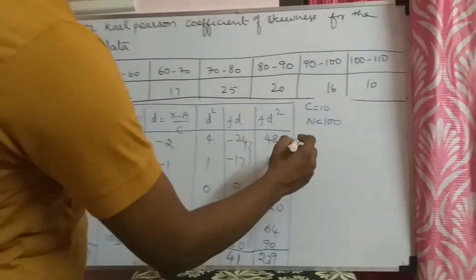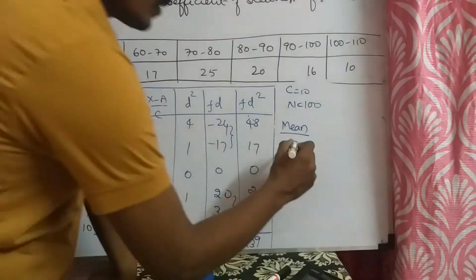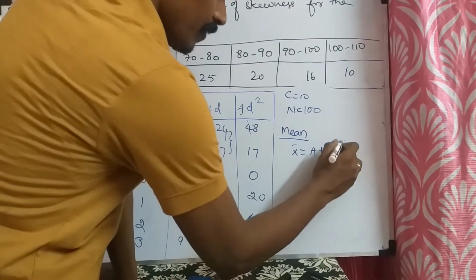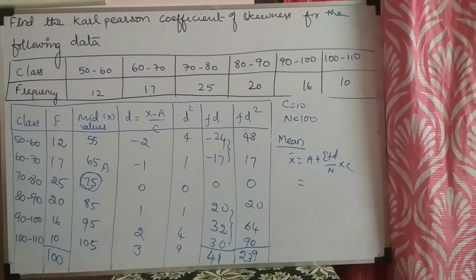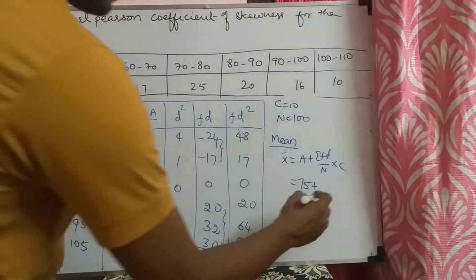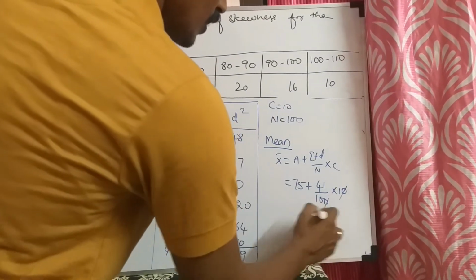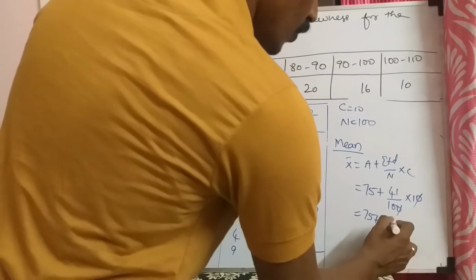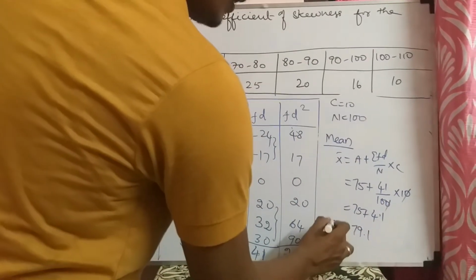Next, first find the mean. Mean is nothing but x bar equal to a plus summation fd by n into c. This is for the continuous formula. So what is the a value we are assigning here? 75. So write that: 75 plus summation fd is 41 divided by n is 100 into c is 10. So the 10 and 10 cancel. 75 plus 41 divided by 100 is 4.1. So 79.1 is the mean value.